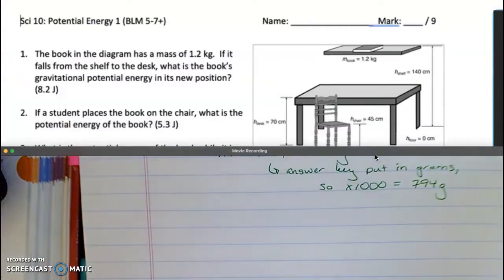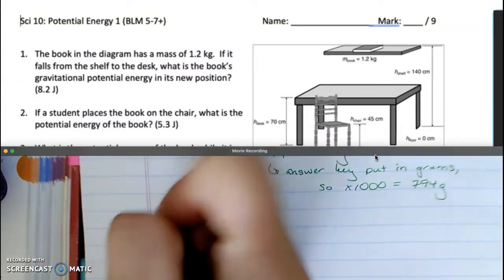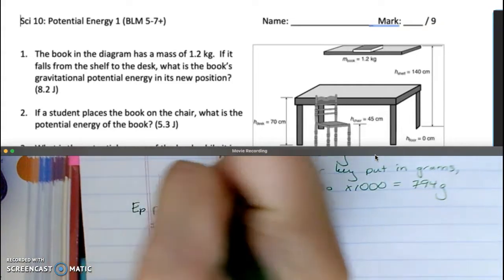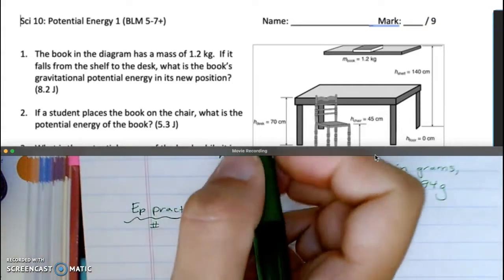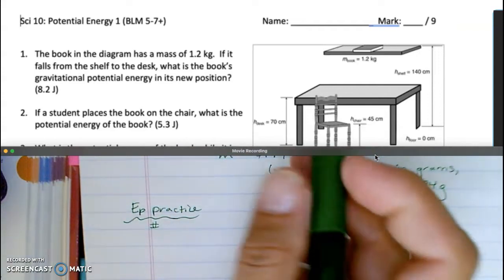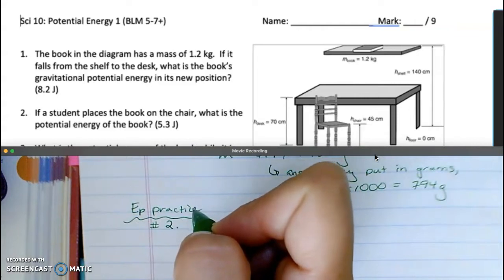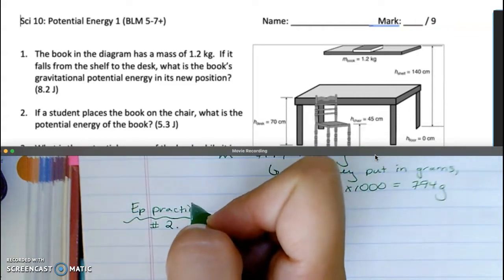Number 2. Okay, and leave lots of space because you know you need to. Okay, and always label what you're doing so you can find it later to look back at your questions. Okay, number 2 says we're putting a book on a chair. What's the potential energy of a book?